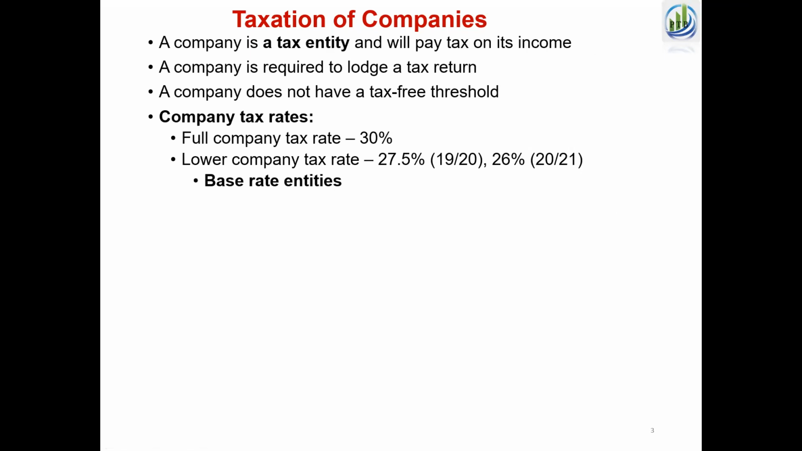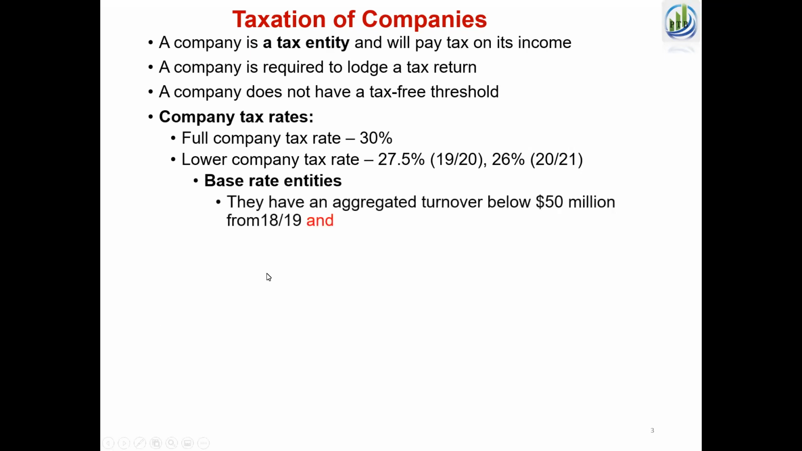A base rate entity must satisfy two conditions. What are the conditions? Number one, the business aggregated turnover should be less than 50 million, right? Every year after 18-19, before that, this number was 25 million. That's why I put that 18-19, right? After 18-19, every year when you calculate your aggregated turnover, if it's less than 50 million, you satisfy one condition. But you must satisfy two conditions to be a base rate entity.